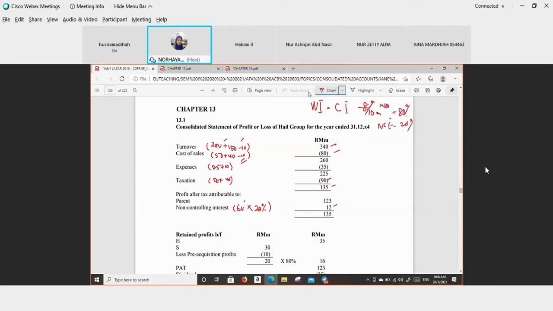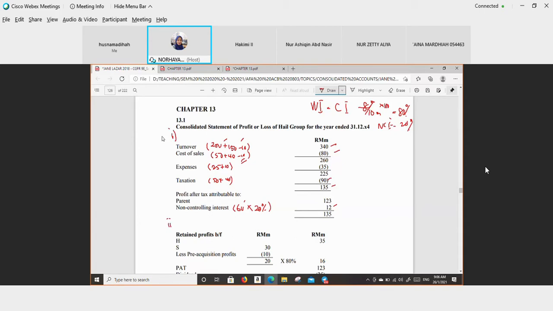So non-controlling interest is 60,000, which is profit for the year, times 20%, so 12. So the balance of this 135 goes to the parent's part. Okay, 1, 2, 3. And then this is requirement 1, Roman.